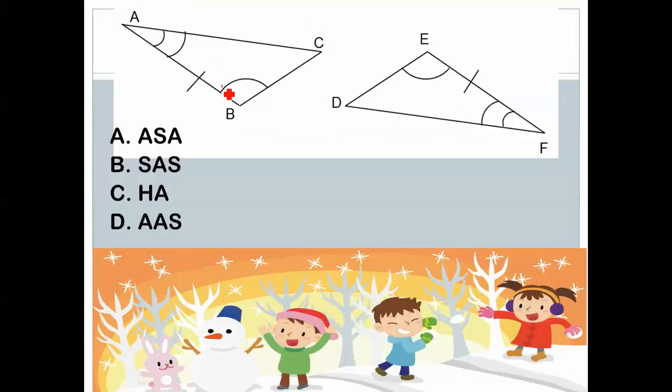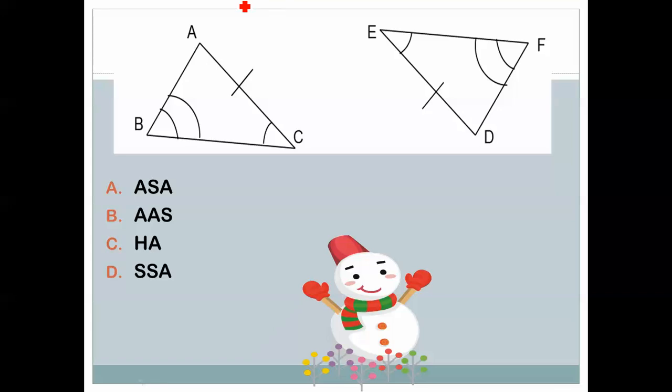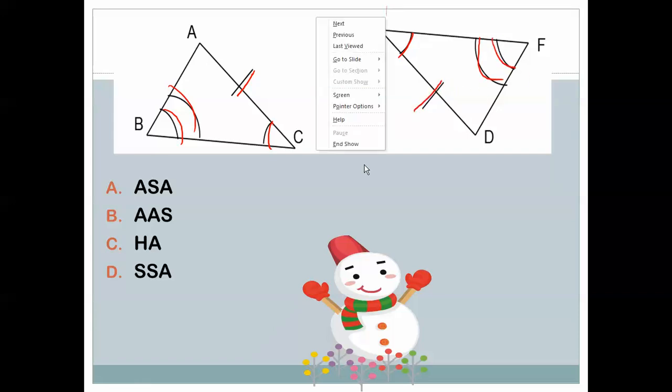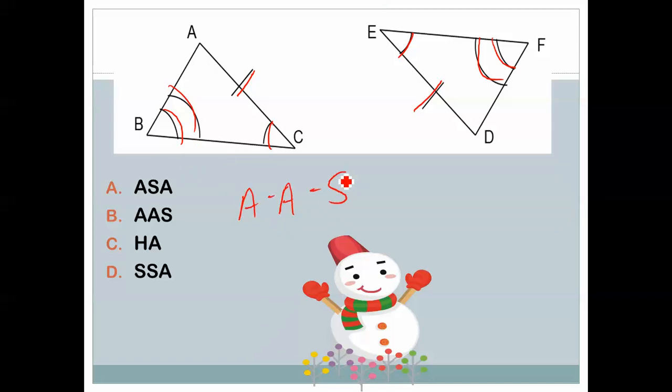This is an angle bonded to a side, bonded to another angle. So an angle bonded to a side, bonded to an angle. Here's the same angle bonded to a side, bonded to an angle. So this is ASA. Here we have an angle bonded to another angle, bonded to a side. Angle bonded to another angle, bonded to a side. This gives us angle, angle, side.